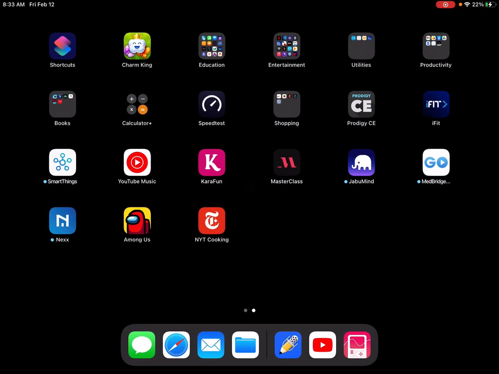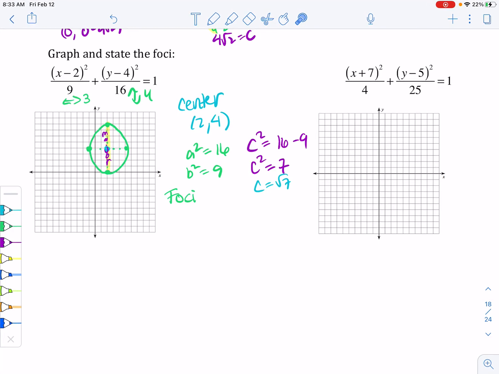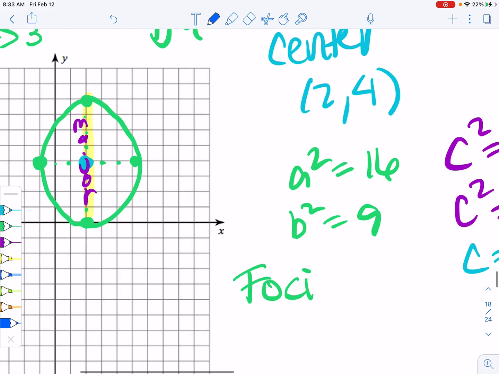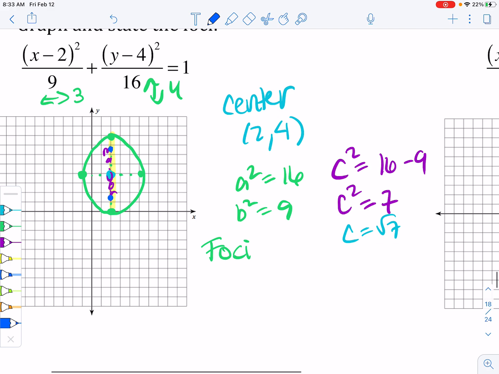So if we do the square root of 7 on the calculator, the square root of 7 gives us 2.6. So we're going to go up and down by 2.6. So 1, 2.6. Oops. 1, 2.6. So here, down 1, 2.6. So about there, right? So those are our foci. Okay, but now we want to find those values. So notice our x value is going to be the same on both our foci. So they're both going to be at 2.